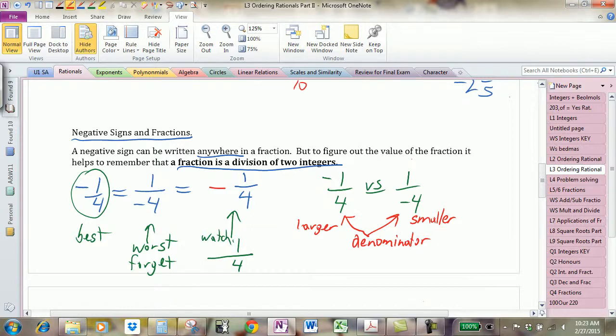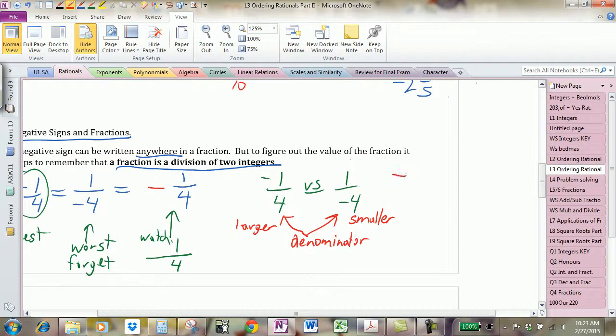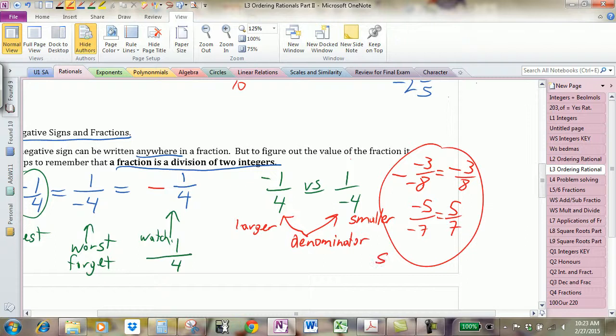The last one we looked at was this guy, negative 3 over 8. What does that really equal? Negative 3 over 8. But if I have two of them, like negative 5 over negative 7, what does that equal? Positive 5 over 7. So this is what we're going to talk about. You got to make sure you simplify. Okay, you want to double check and see the overall value of that fraction. Any questions?